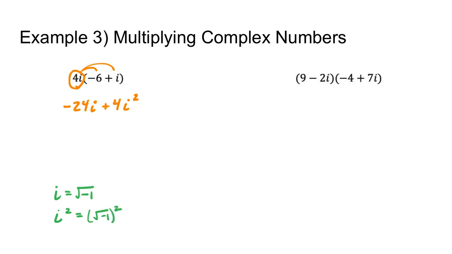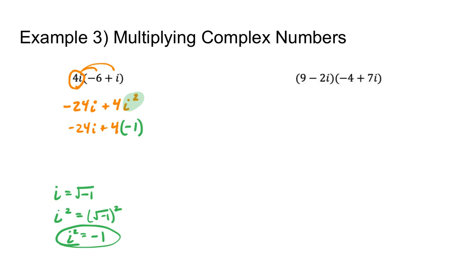Knowing the relationship between radicals and exponents, when I undo a square root by squaring it, as I've been doing in the last section, the square root of negative 1 squared is just going to give me negative 1. Anytime I see i squared, like I have in this problem right here, I'm going to replace it with the number negative 1. So this becomes negative 24i, and that's just a regular i, so I can't do anything with it, plus 4, that still stays the same, times negative 1.